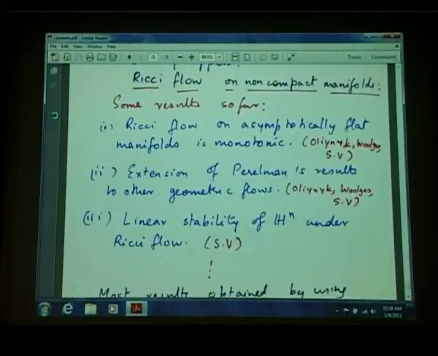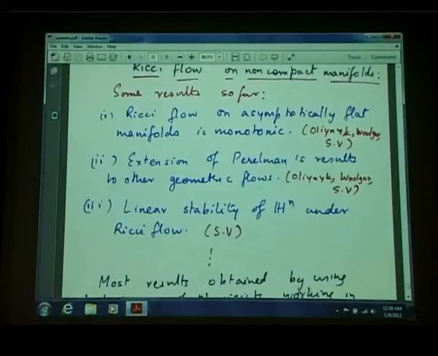Well, we proved that Ricci flow on asymptotically flat manifolds, which is a huge class of non-compact manifolds of interest to physics, is monotonic, and we used a proof which is completely different from what Perelman did, because what he did is not applicable to non-compact manifolds. Then we also extended Perelman's results to other geometric flows which are related to Ricci flow, but on compact manifolds.